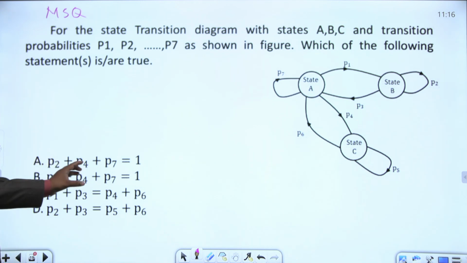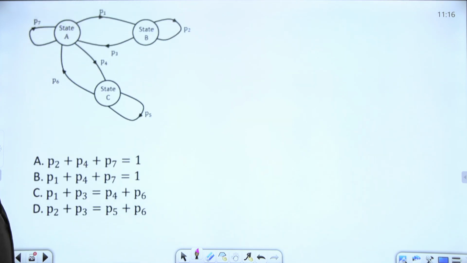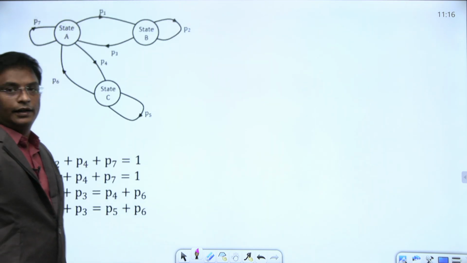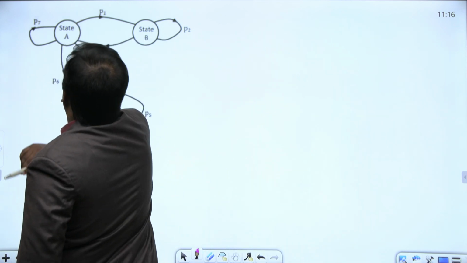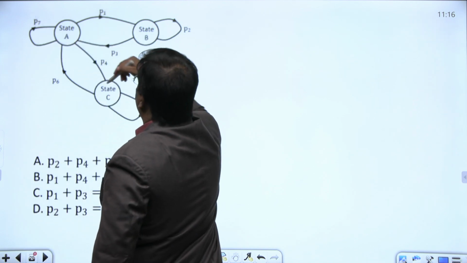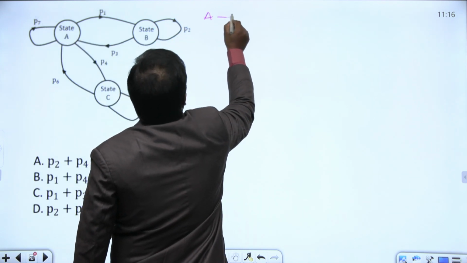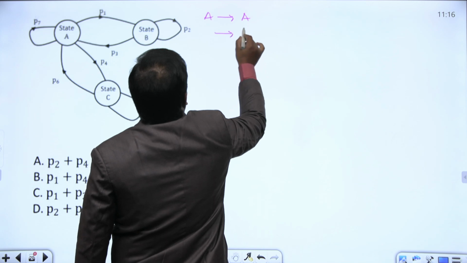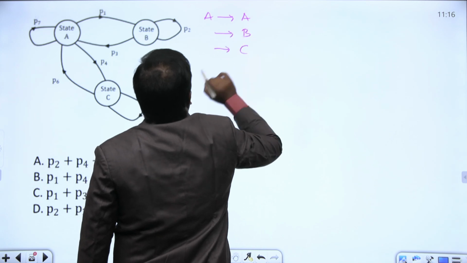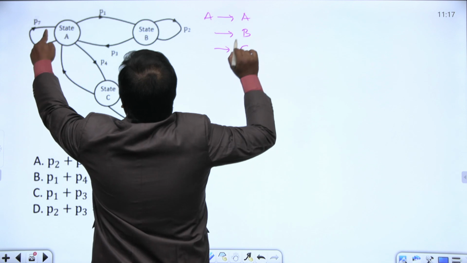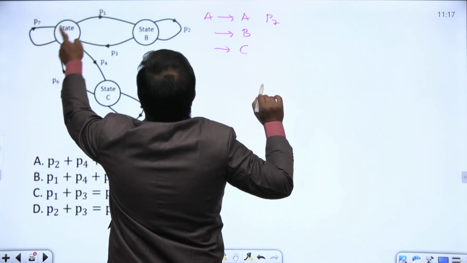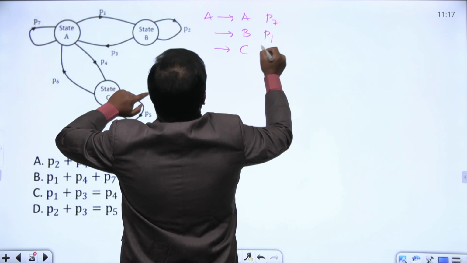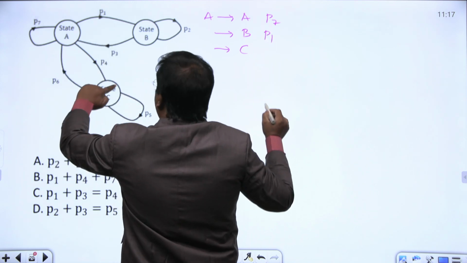Okay, they have given the probabilities. Let us check this one. See here, everyone, notice that I have taken this state diagram again. Let us see what are the probabilities of going from state A. Here I can move from state A to state A itself, or state A to state B, or state A to state C. What is the probability from state A to state A itself? P7. The probability from state A to state B is P1. What is the probability from state A to state C? P4 is given.